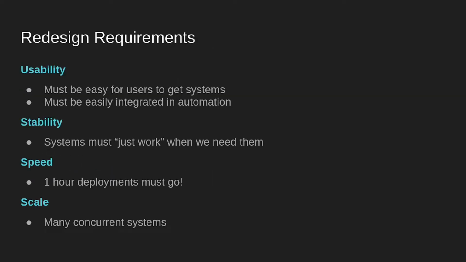We set down some requirements for our redesign. Key among these must be usability, meaning it must be as easy for users to get systems as it is for our CI to get systems. And we must be able to easily integrate this into our automation. We needed this to be as stable as possible. These systems needed to just work when we needed them. There are times where we get multiple snaps a week across different versions of Satellite, and these systems needed to be ready for when we are running automation, or when our associates are doing manual testing.